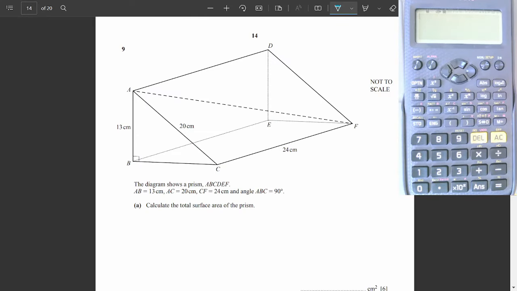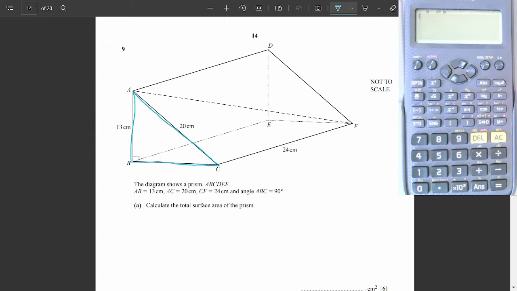Question 9. Here we go. The diagram shows a prism ABCDEF. They give us dimensions 30 centimeters, 20 centimeters, 24 centimeters, and an angle 90. Calculate the total surface area of the prism. Let's start with the front face. Let's start with this triangle here.